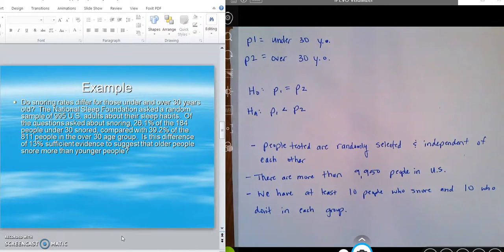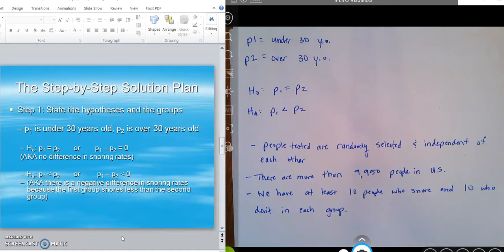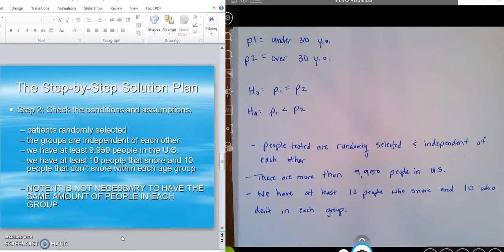Okay, so there's our information, has our hypothesis. Another way you can write it, this is also correct, I usually don't do it this way, but it's not wrong, is you can say P1 minus P2 equals 0, and P1 minus P2 is less than 0. I typically stick with what we've already been doing. It's way less confusing. There are conditions. There is a note at the bottom there. It says, note, it is not necessary to have the same amount of people in each group. We can see that because our young people, we only did 184, and our older people, we did 811. Not the same amount of people, but that is okay.